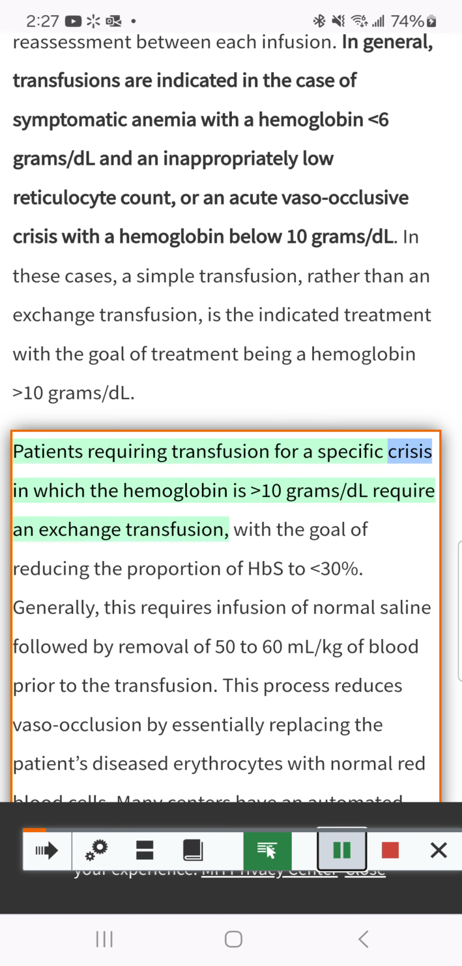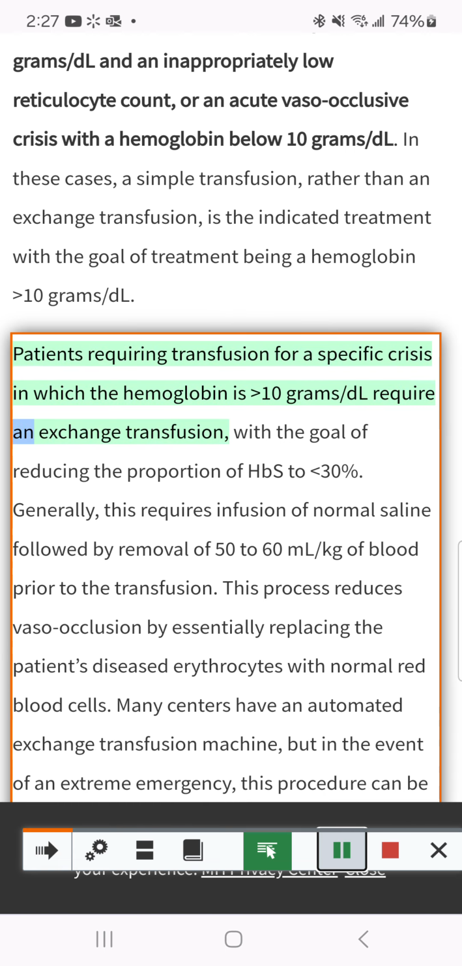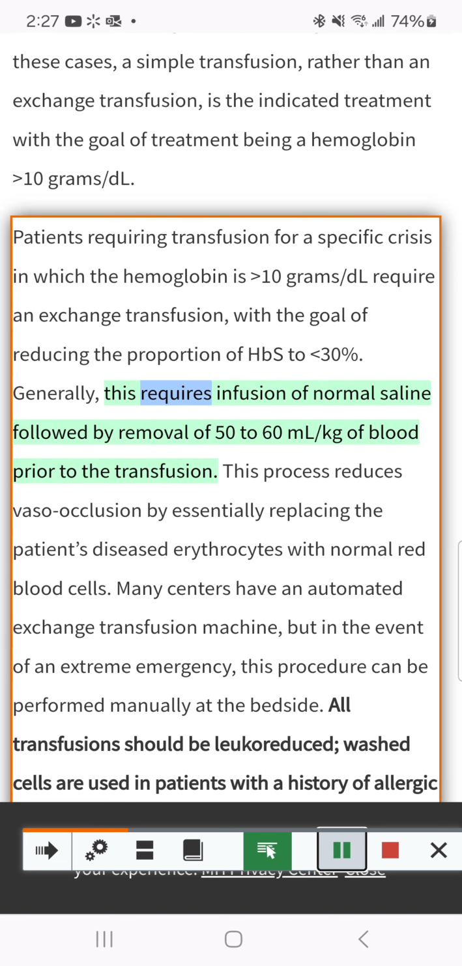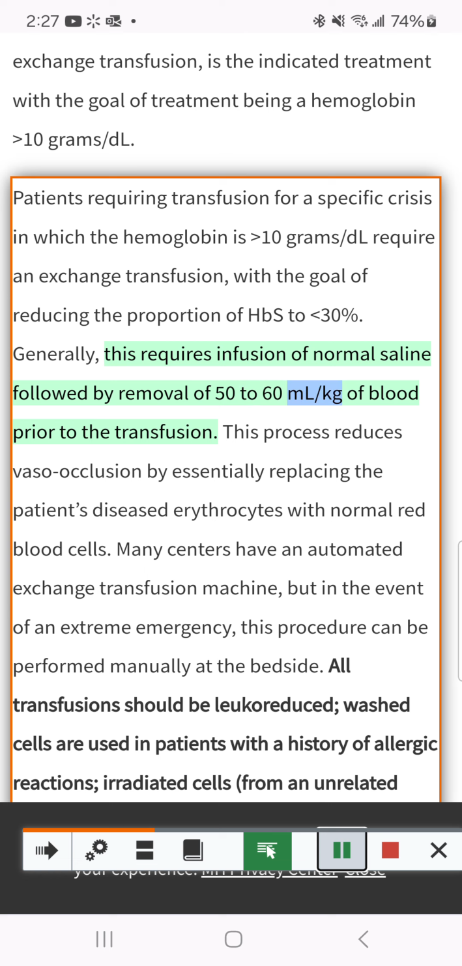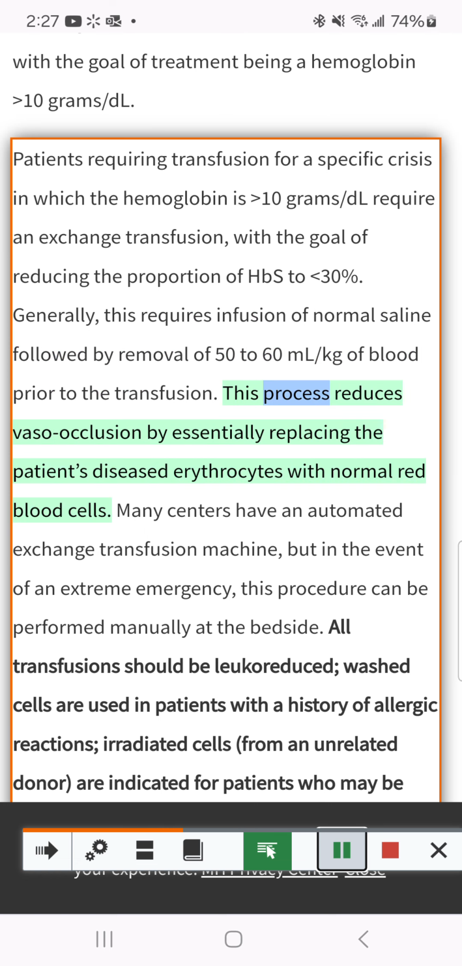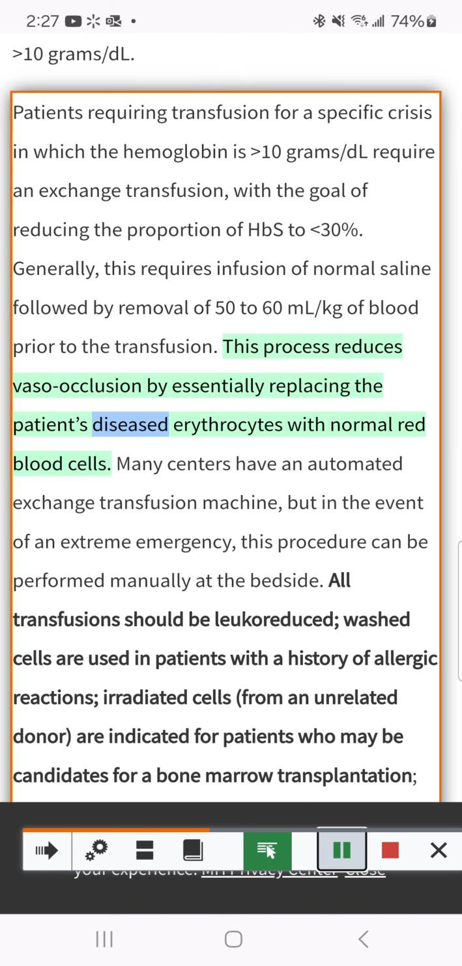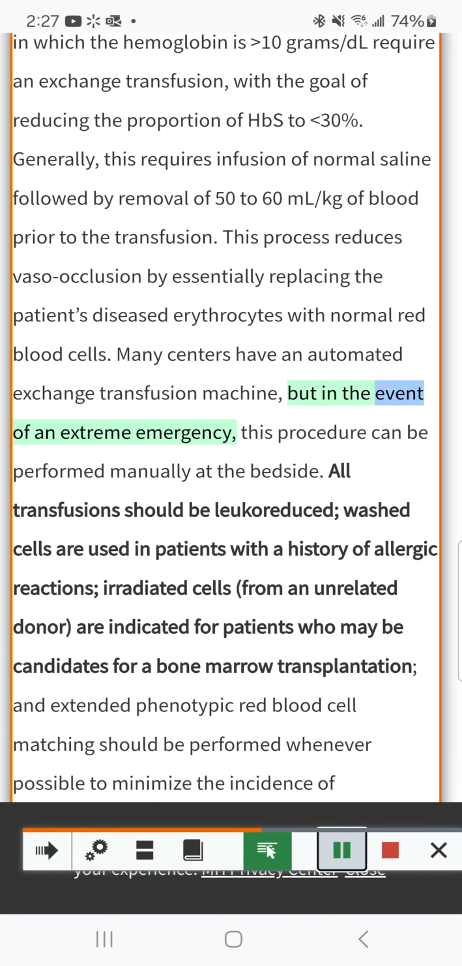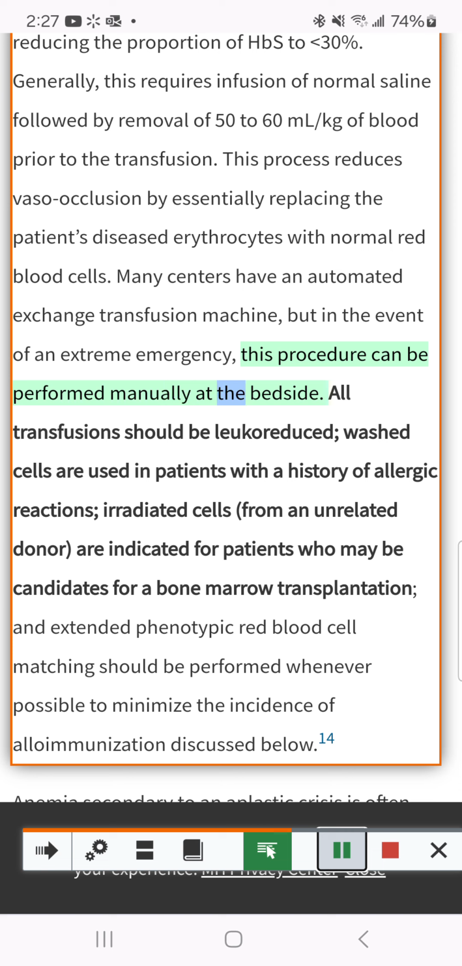Patients requiring transfusion for a specific crisis in which the hemoglobin is greater than 10 grams per deciliter require an exchange transfusion, with the goal of reducing the proportion of HbS to less than 30%. Generally, this requires infusion of normal saline followed by removal of 50 to 60 ml per kilogram of blood prior to the transfusion. This process reduces vaso-occlusion by essentially replacing the patient's diseased erythrocytes with normal red blood cells. Many centers have an automated exchange transfusion machine, but in the event of an extreme emergency, this procedure can be performed manually at the bedside.